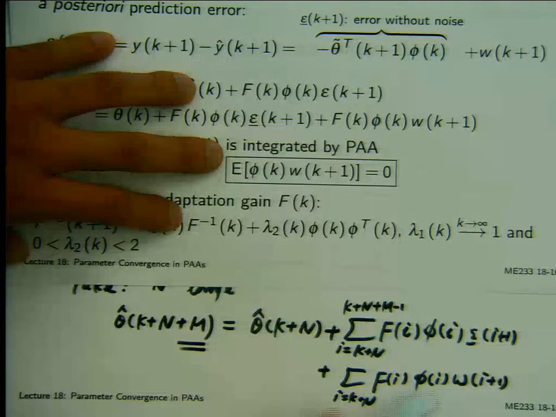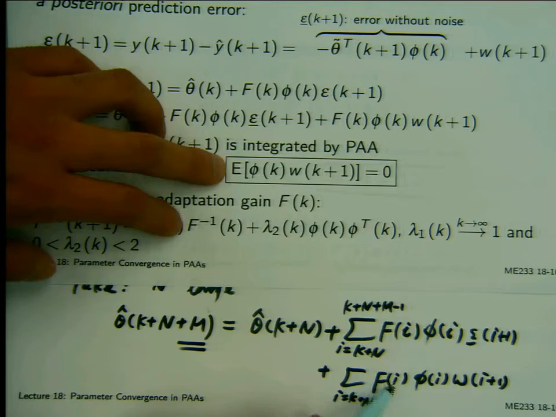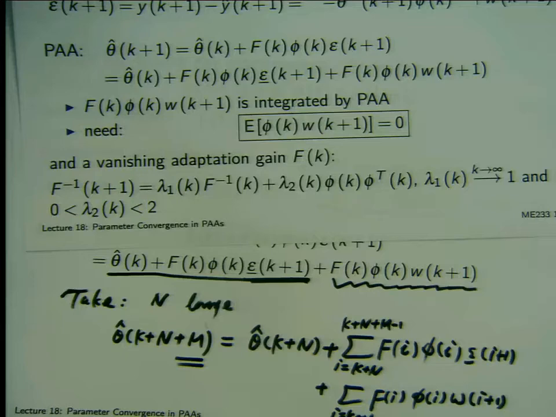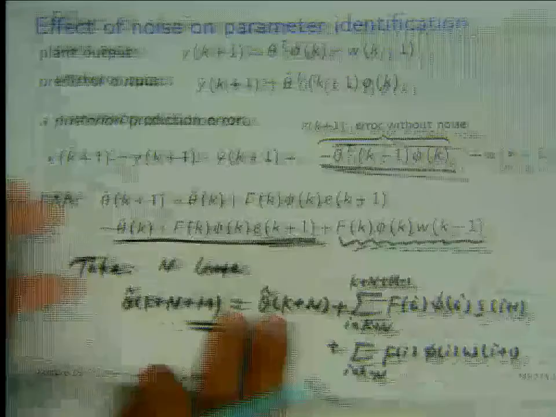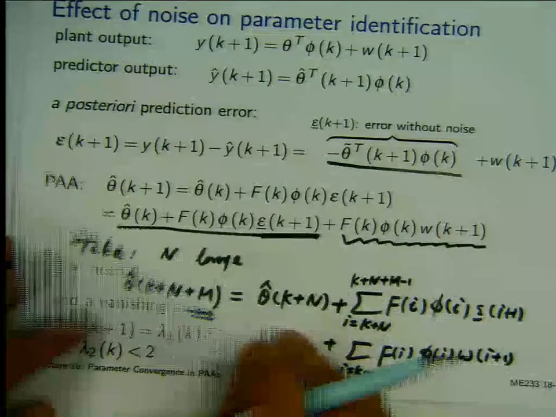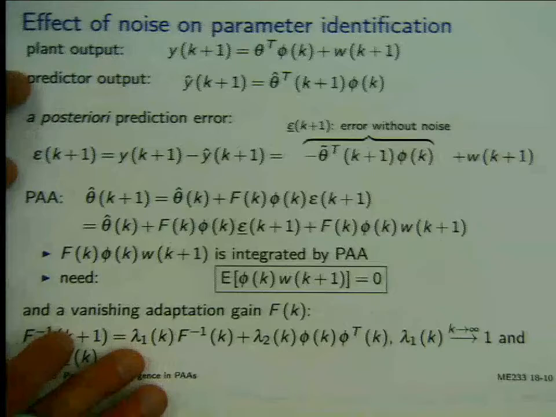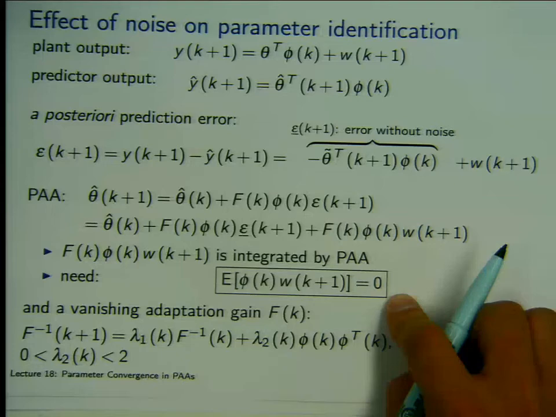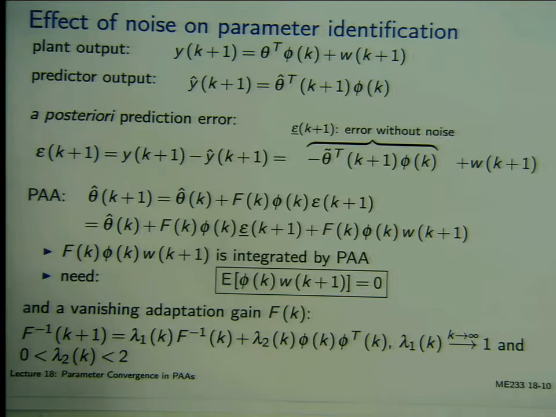And of course, this gain here, you cannot put a very large gain here. This gain has to become very small in the end. So this is called the method of average analysis, taking averaging of the parameter adaptation algorithms. By the way, this equation wasn't written in the reader, but the reader talks about some type of averaging method, and that's exactly something that looks like this. We did that in order to arrive at this condition: the expectation of phi times w has to go to zero, to make the system not sensitive to noise.